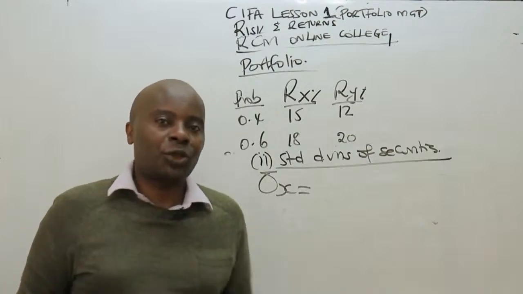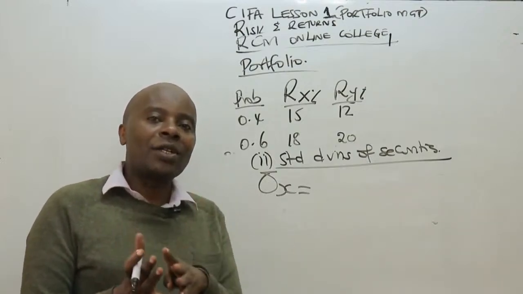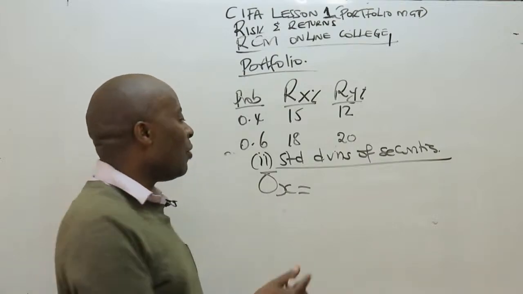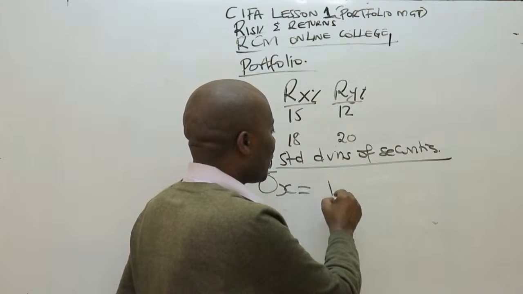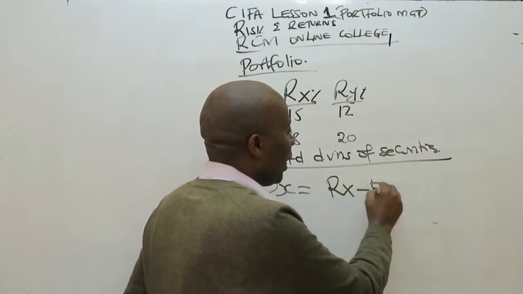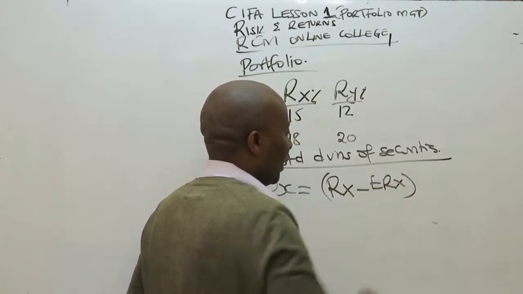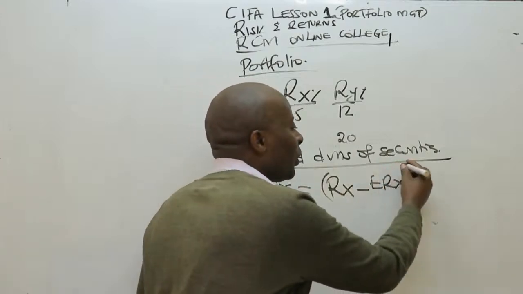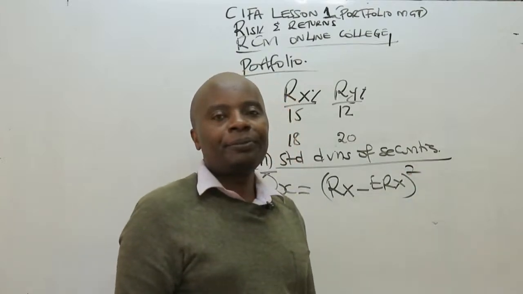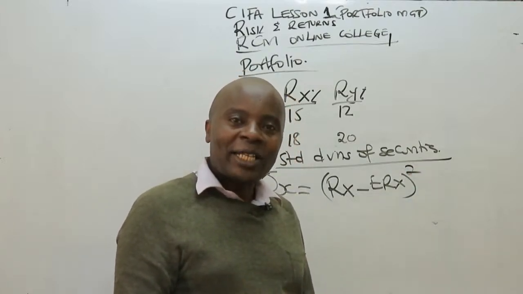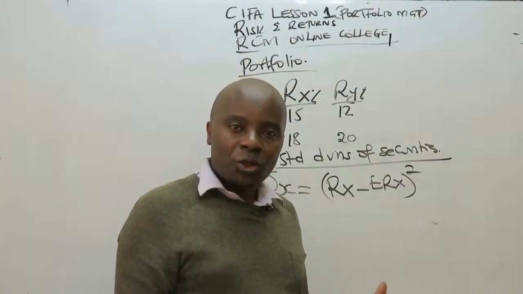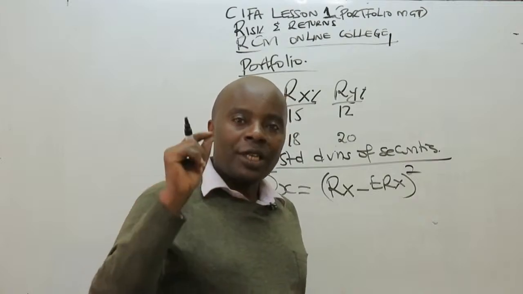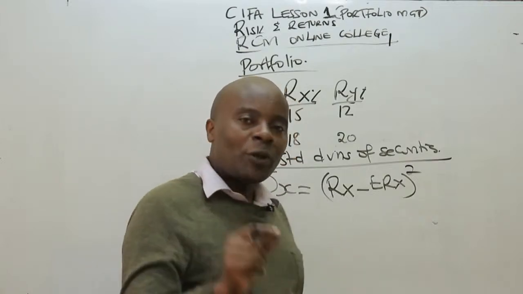Deviation means subtraction. We are subtracting 2 returns, actual returns vis-a-vis our average returns. So our standard deviation of X will be equal to actual returns of X minus expected returns of X, like that. So Rx minus ERX. Now what I need to do is to come and square them, because by definition, standard deviation has got a square, its root means square. So the deviations must be squared.